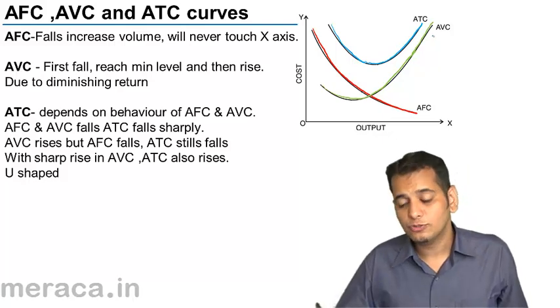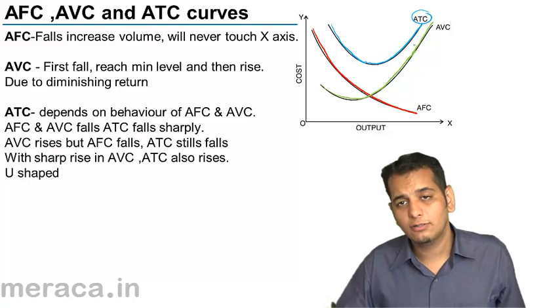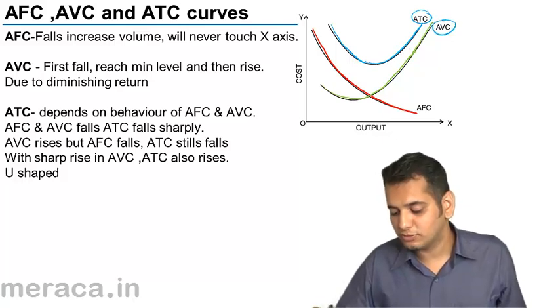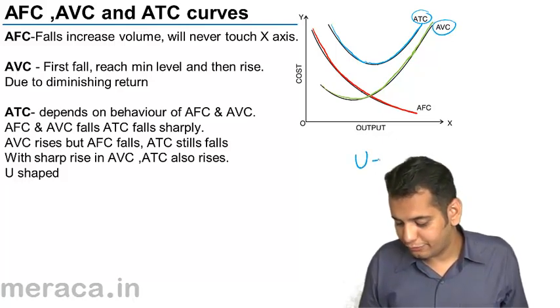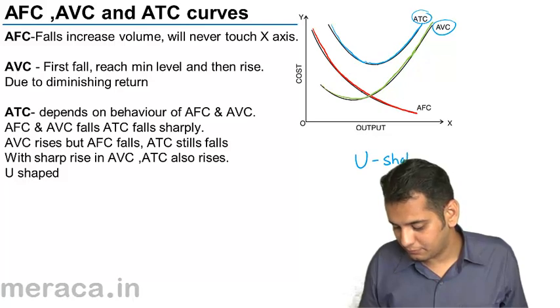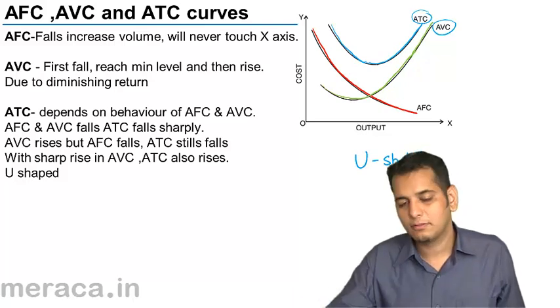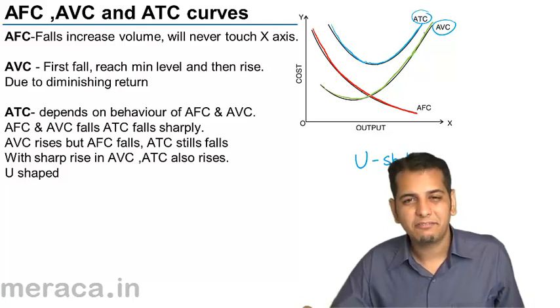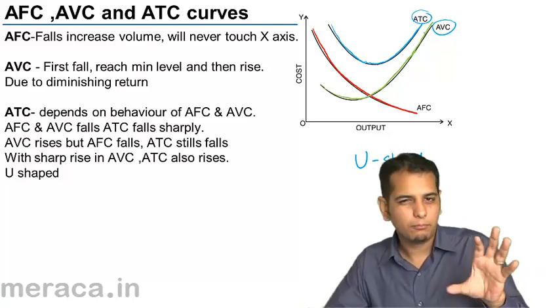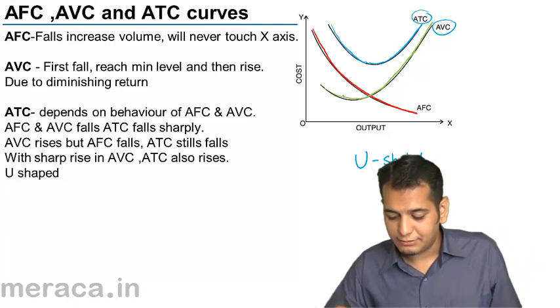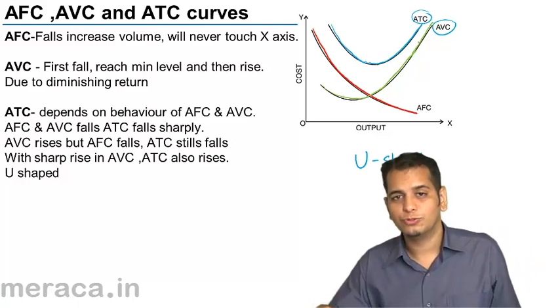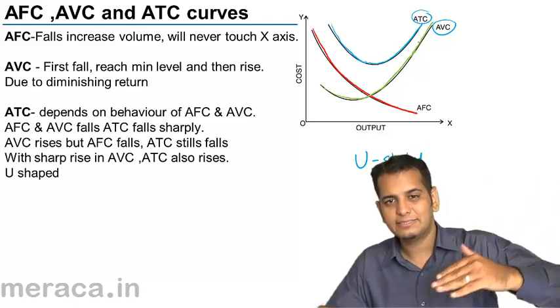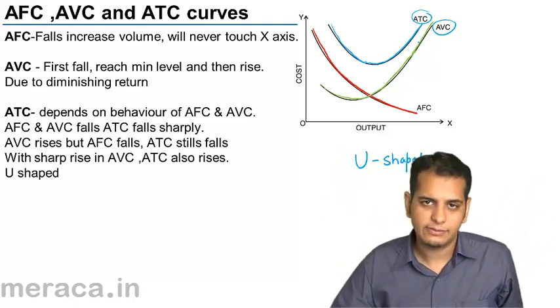If you observe closely, you will find that the average total cost curve and the average variable cost curve both are U-shaped. The average total cost curve is properly U-shaped. The average variable cost curve is also U-shaped because it falls initially and then keeps on rising.